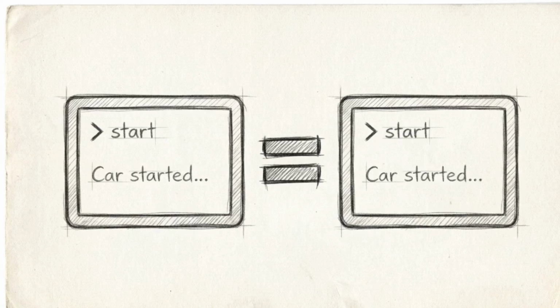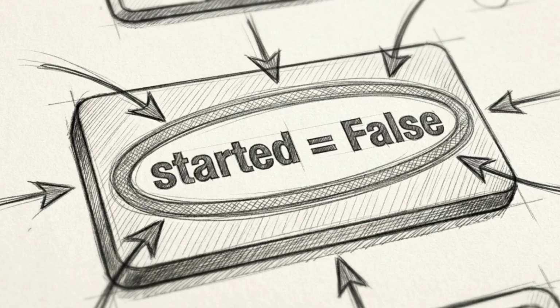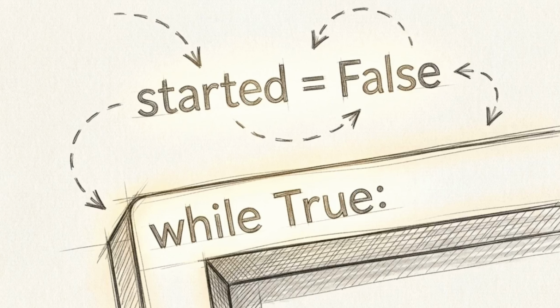This happens because the application has no memory. It evaluates every command in isolation, completely unaware of what happened on the previous turn. To fix this, we need to track the car's state. We create a Boolean variable called started and set it to false. We place this entirely outside our main loop, so it doesn't get reset every time the user types a new command.